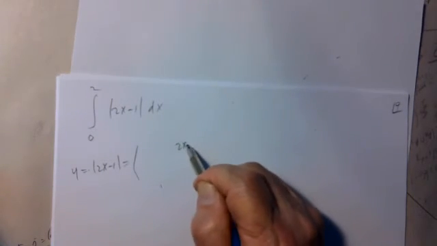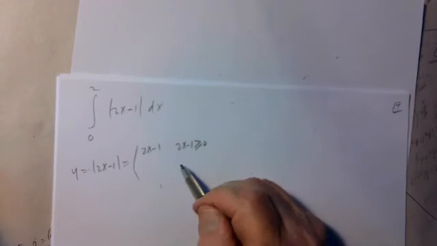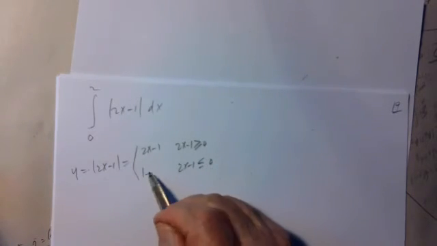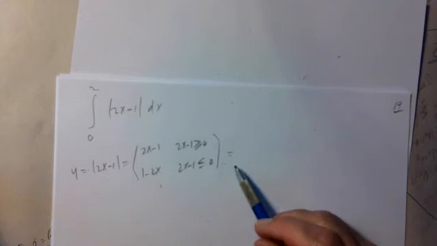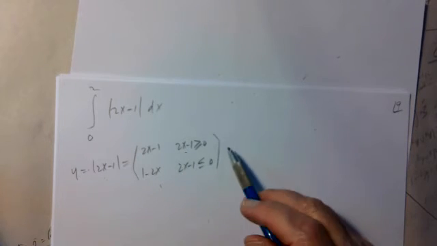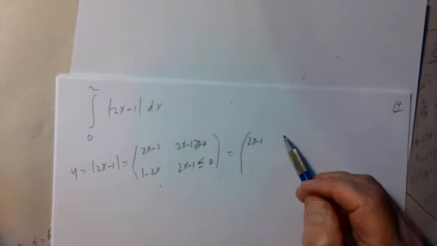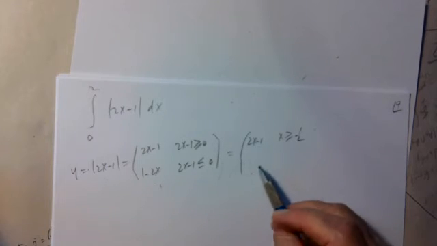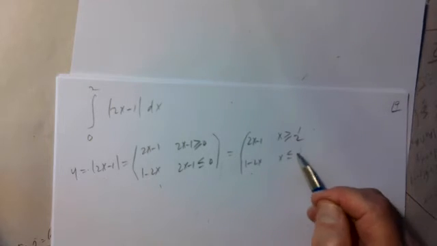Well, if 2x minus 1 is greater than or equal to 0, this is 2x minus 1. And if 2x minus 1 is less than or equal to 0, this is minus (2x minus 1), or 1 minus 2x. So in other words, that's what it is. It's 2x minus 1. And so when is 2x minus 1 greater than or equal to 0? So this is 2x minus 1 if x is greater than a half. And it's equal to 1 minus 2x if x is less than or equal to a half.